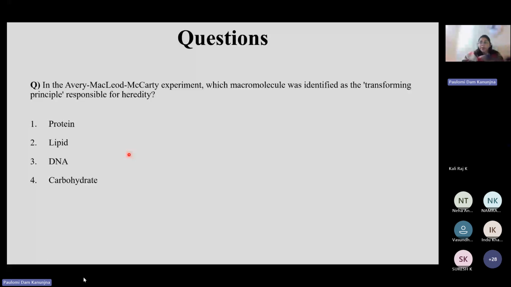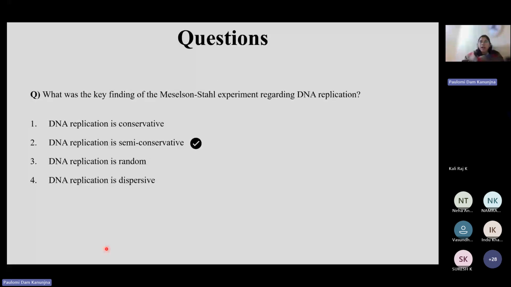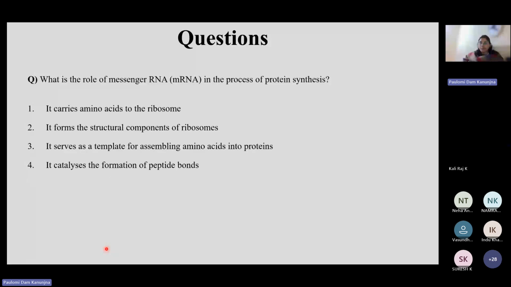Okay. Meselson-Stahl we have already done. It's semi-conservative. Okay, this one. What is the role of messenger RNA in protein synthesis, which is basically translation?